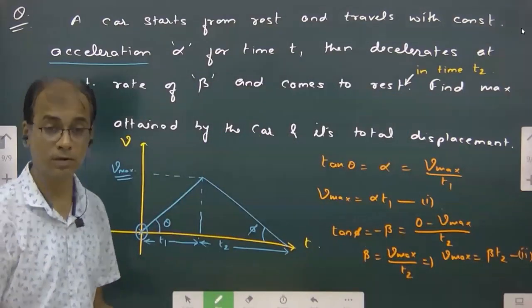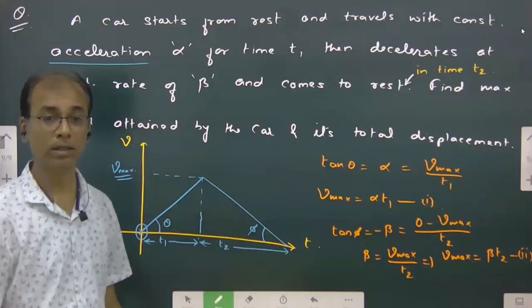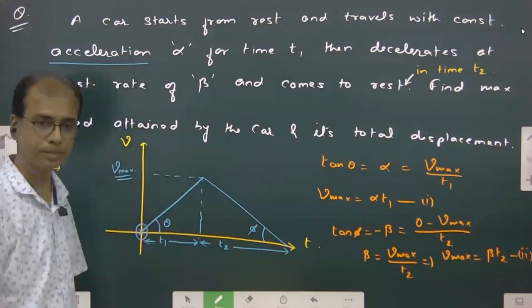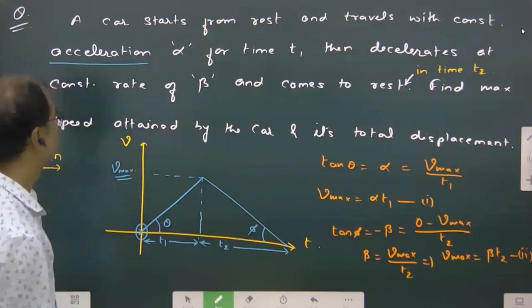In options, neither alpha T1 will be there nor beta T2. But are they wrong? No, they are correct. But the answer will not be in those terms. Okay, fine. Now what shall we do? Is anything else given? What else is given? I think one piece of information I have not written.